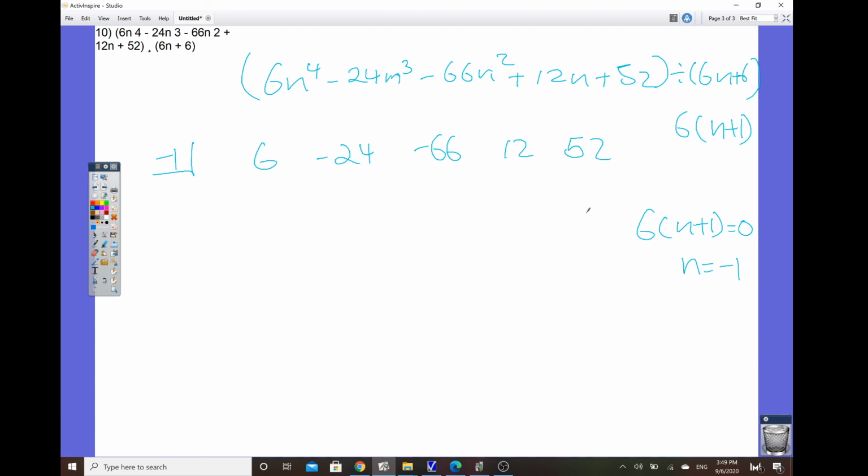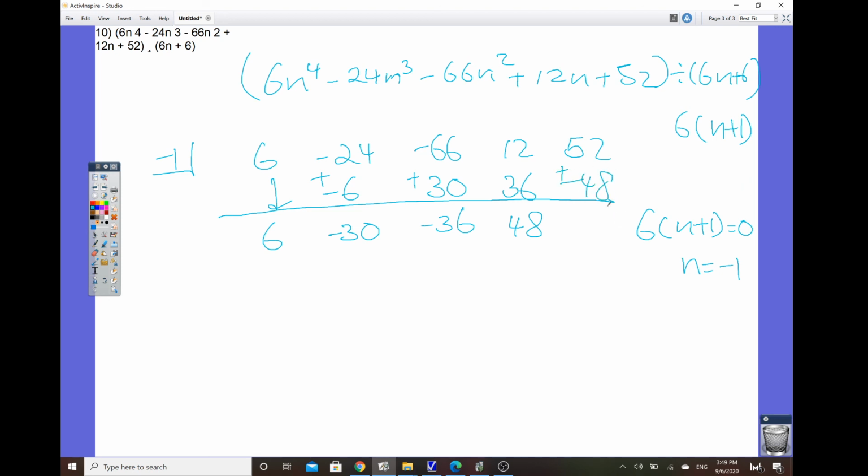So now let's just perform the synthetic division. First number, bring it down. So 6 times negative 1, negative 6. Negative 24 plus negative 6, negative 30. So negative 30 times negative 1, that's positive 30. Plus negative 66, negative 36. And then negative 36 times negative 1, that's positive 36. And then 12 plus 36, that'll be 48. And then 48 times negative 1, negative 48. So that means the final remainder, which is what? 4.